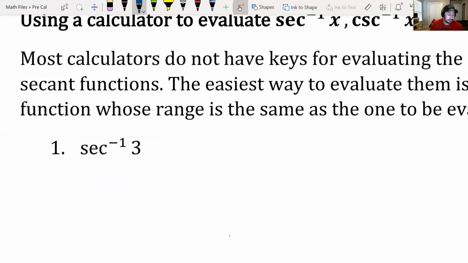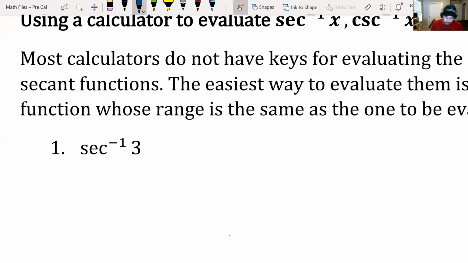So the inverse secant of 3. How do we type this in a calculator? There's no secant button. Yes, 1 over cosine is secant, but that's not the same as the inverse. So with that being said, we are going to handle this like we handled the problems on the first page. We are going to create a substitution, okay? We're going to create a substitution.